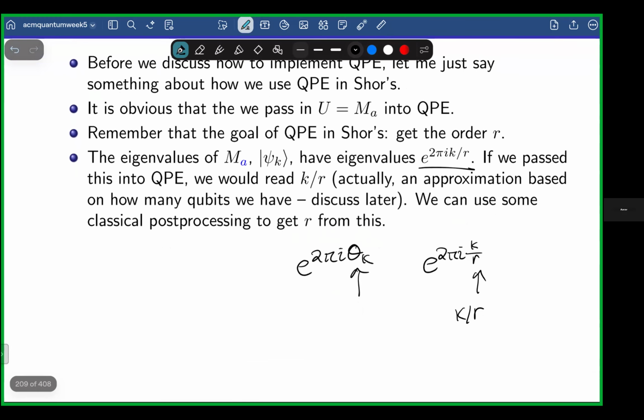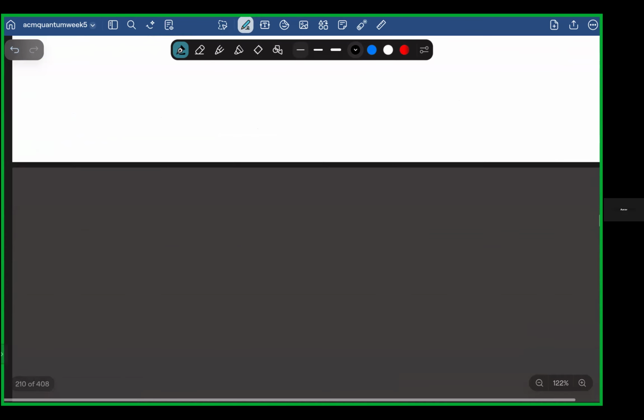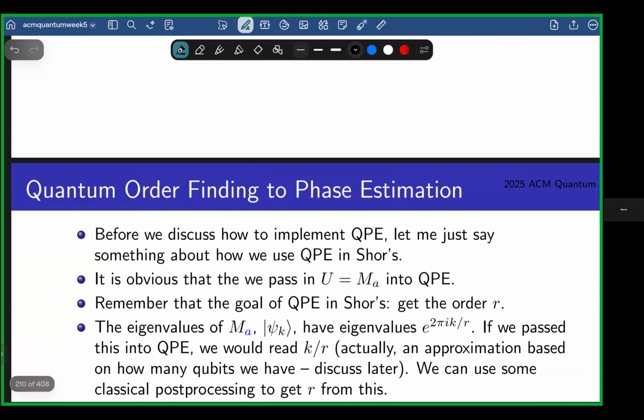So we would read in k over R, an approximation, because of phase estimation. And then we'll use classical post-processing to get R from this k over R. K is related to which eigenvector we have, and we'll go over what k is as well. Is that good? That's how we're using quantum phase estimation to get the order.